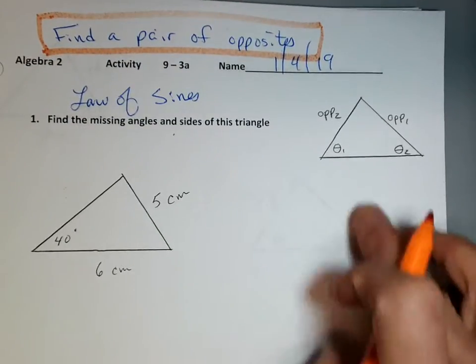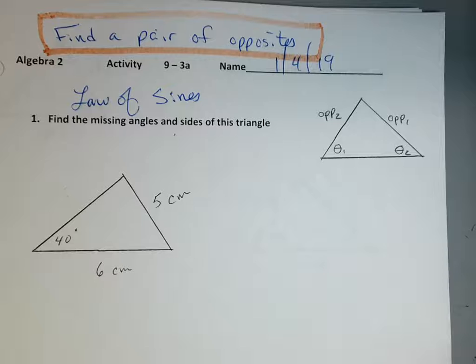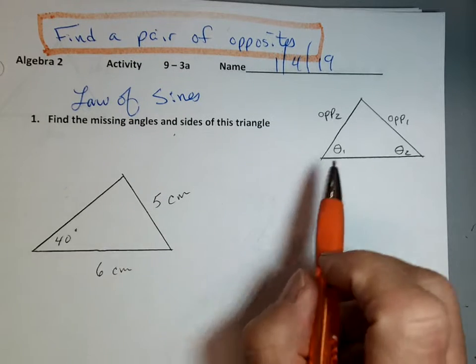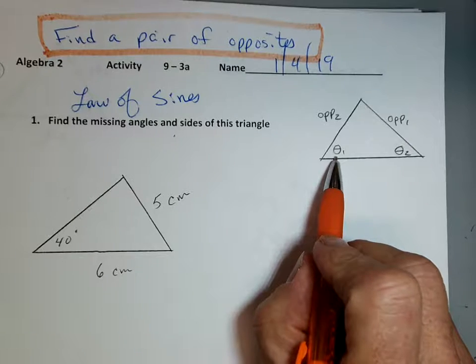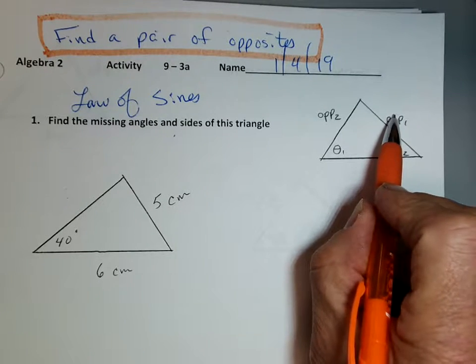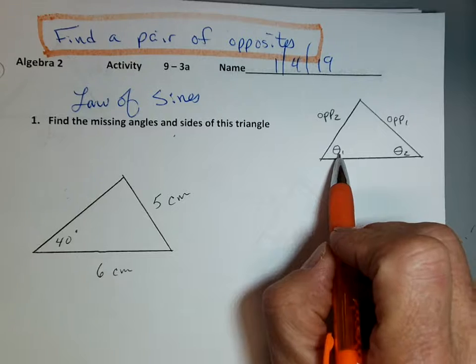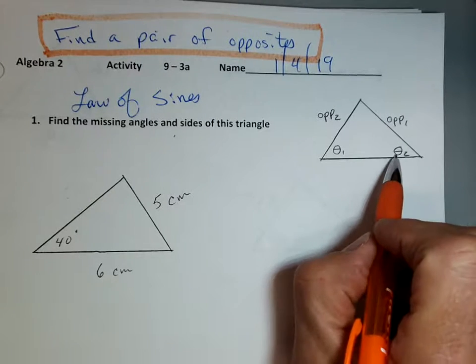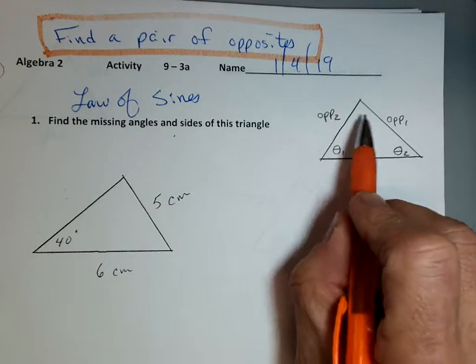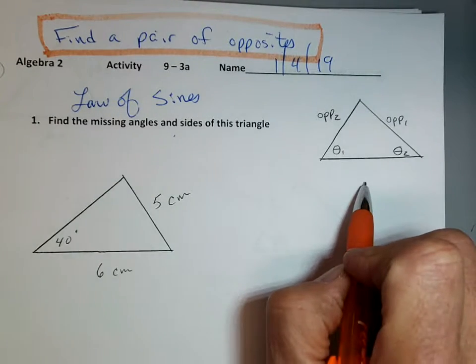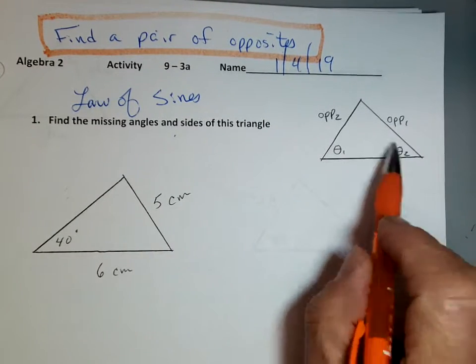So what I have drawn down is a little picture of a triangle. It could be any triangle. It could be triangle ABC, but the trick is this. If you know this angle, call it theta 1, you would have to know its opposite side. Theta 1, opposite side. Theta 2, opposite side. Now you could have a theta 3 and opposite side, but you only need two of them, okay? So the trick is you need to know a pair of opposites.